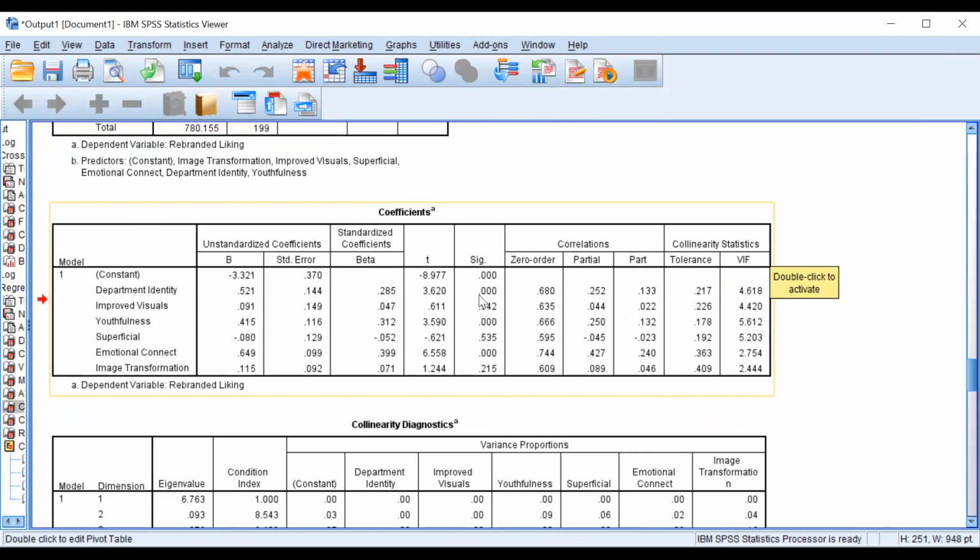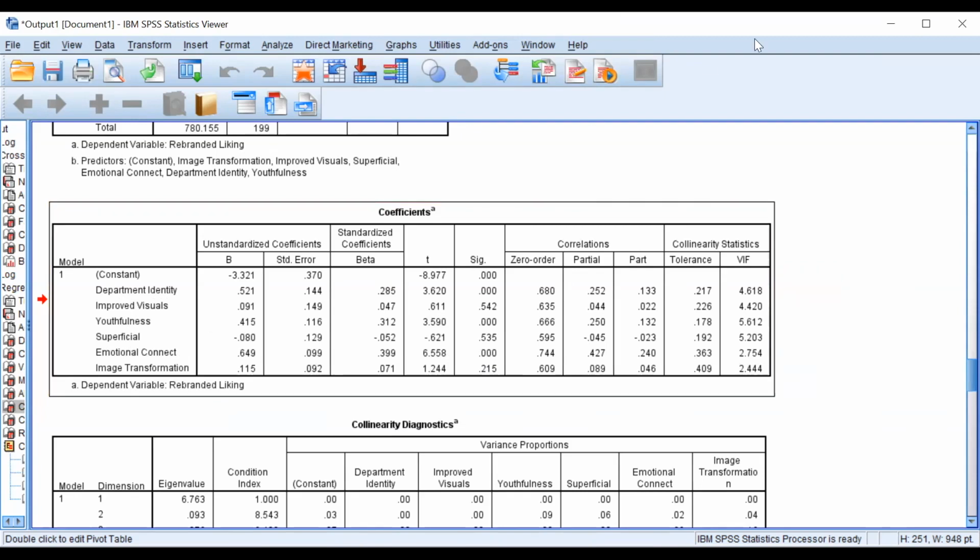Departmental identity is significant, having p-value 0.000, less than 0.05. Youthfulness is again significant, less than 0.05. Emotional connect again has p-value 0.00, which is less than 0.05. So we have three significant predictors: departmental identity number 1, youthfulness number 2, and emotional connect number 3. Let us remember these three significant predictors.